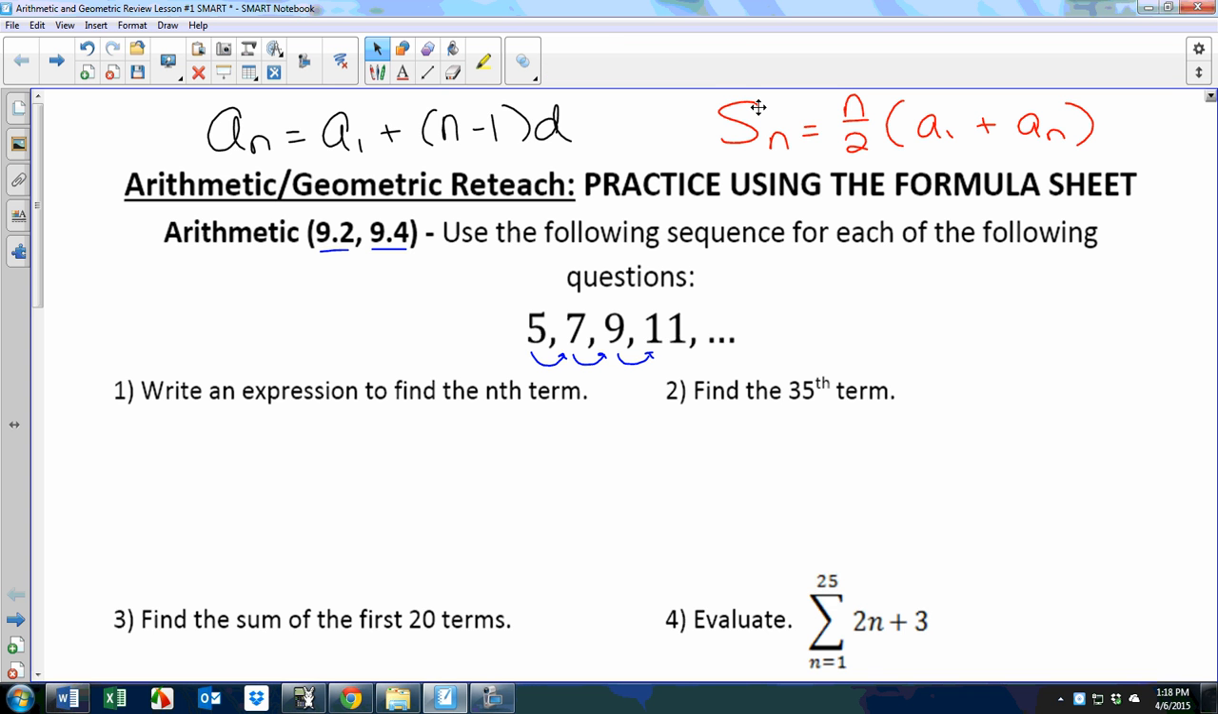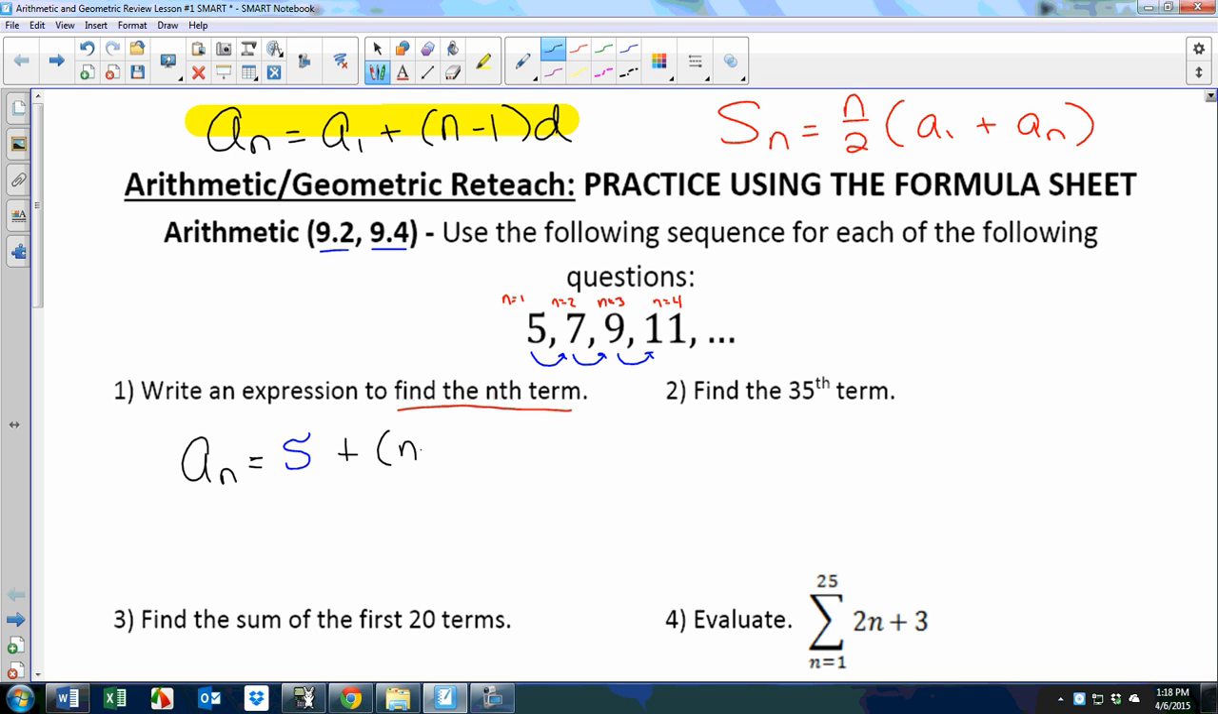Number one, it starts with writing an expression to find the nth term of the pattern 5, 7, 9, 11. Remember, n equals 1, n equals 2, n equals 3, n equals 4 goes with each term. And it's a pattern that's arithmetic, and it's a sequence. So we're going to use the sequence formula. The a sub n term is the first term, a sub 1, so 5, plus n minus 1 times d, which is the thing you're adding each time. So you're adding 2, so you multiply that n minus 1 times 2.